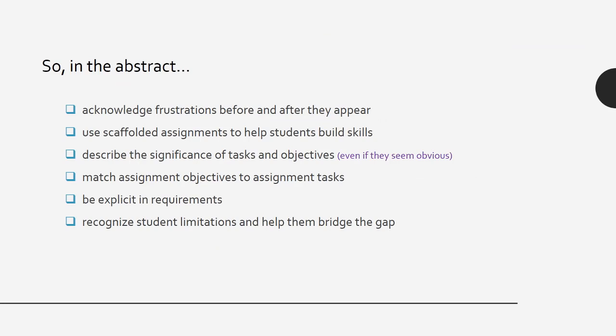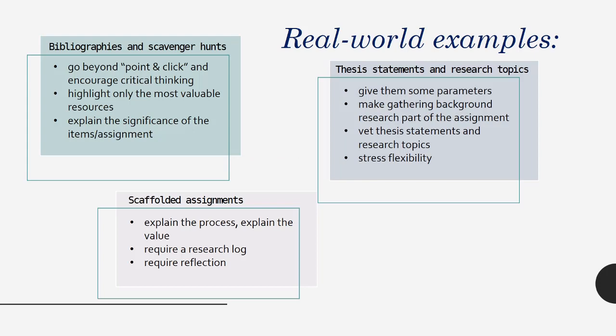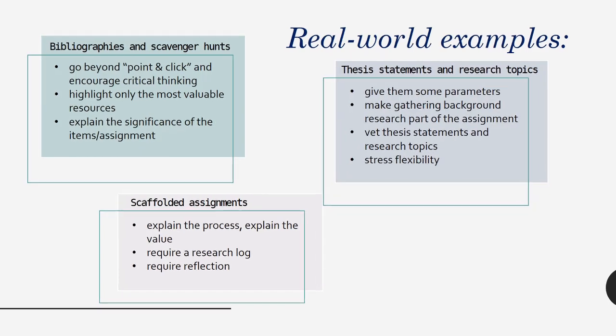So in the abstract, acknowledge frustrations before and after they appear. Use scaffolded assignments to help students build skills. Describe the significance of tasks and objectives, even if they seem obvious to us. And match assignment objectives to assignment tasks. Be explicit in your requirements and recognize student limitations and help them bridge the gap. These are a few examples that I am referencing and extrapolating a little bit.